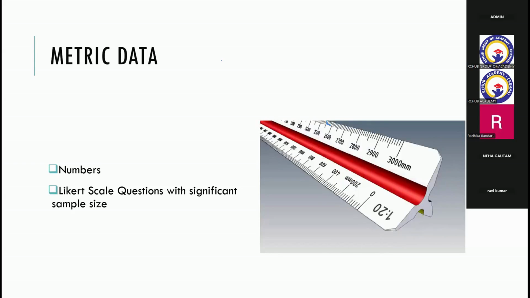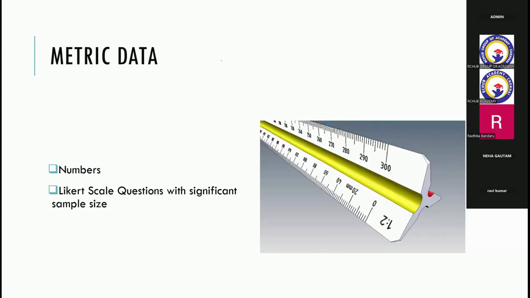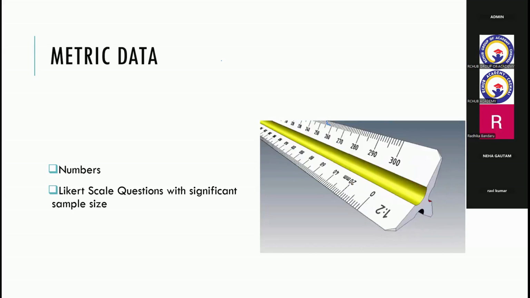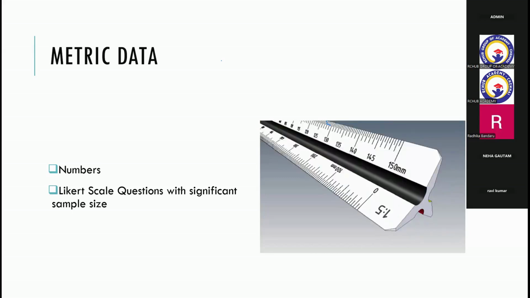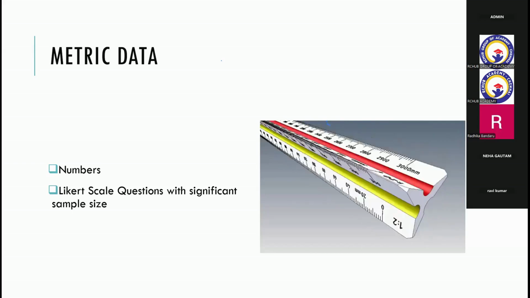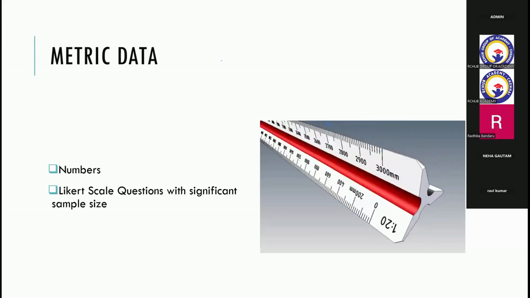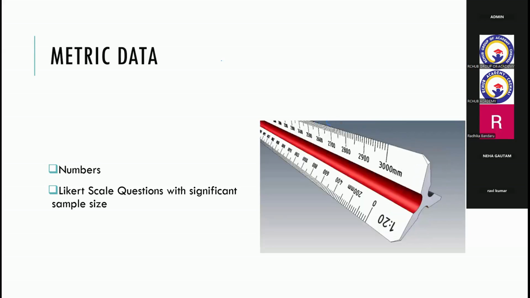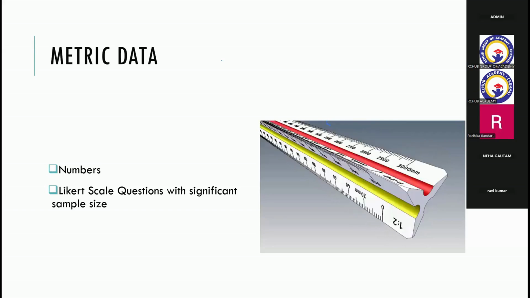When you have a significant sample size, say more than 60, at that point this Likert scale will act as a metric data. So what is a metric data? Any data that deals with numbers, or a Likert scale having a sample or a population of more than 60, is considered as a metric data.